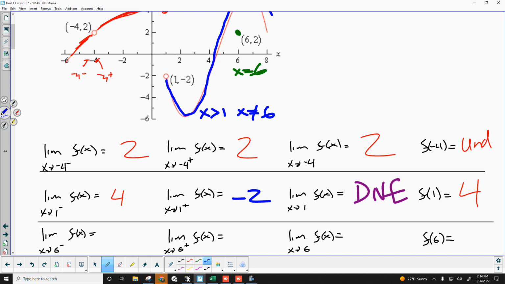Six to the left, 6 to the right, and 6 in general. This is using the blue piece for all of the x's that don't equal 6. At 6, I'm using that green point, 6, 2. Use that green point at x equals 6, I get 2. But all of the other values around 6, we use this curve. And this curve approaches 5 from the left, 5 from the right, which means the limit is 5.